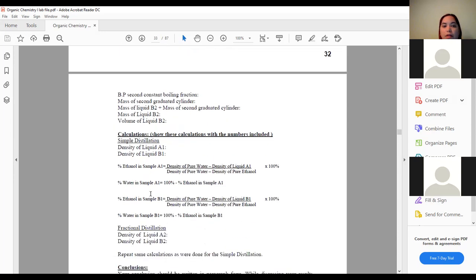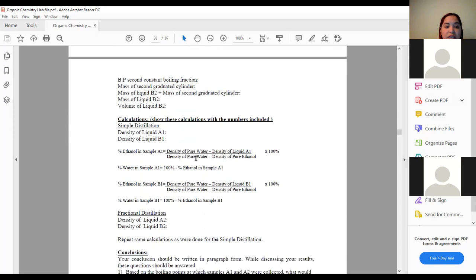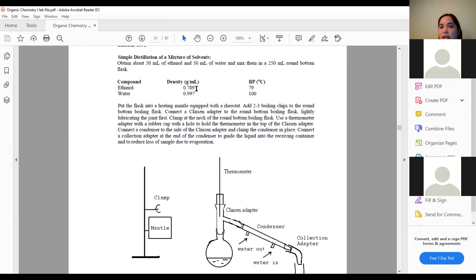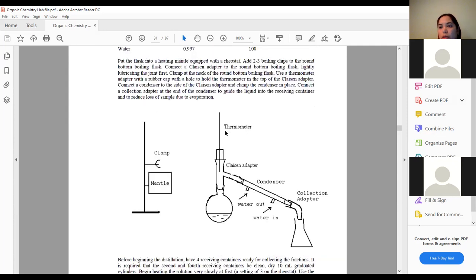And then you can proceed later with the calculations for the percentage of ethanol and percentage of water. Once you do the densities in this equation, we have the density for water, which is 0.9097 grams per milliliter. Make sure you put the units, okay? Even though when you subtract, it keeps the same unit, once you do the division, it cancels, okay? Make sure you do that. We have the density for pure ethanol, which is 0.789, okay, which is in your lab manual on page 31, okay?